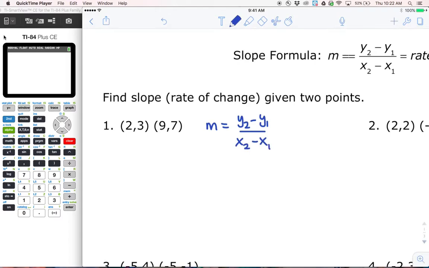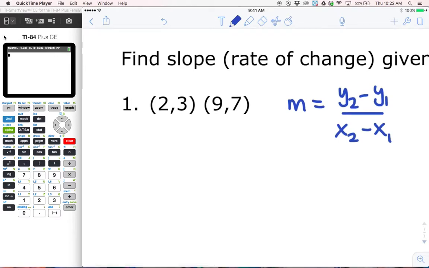And those letters might seem intimidating, so let's remember what they mean. Since this is my first point, this is the x of the first point and the y of the first point. That's all that means, x1, y1. This is my second point, so that's x of the second point and y of the second point. So once you identify what everything is, you just plug it in.